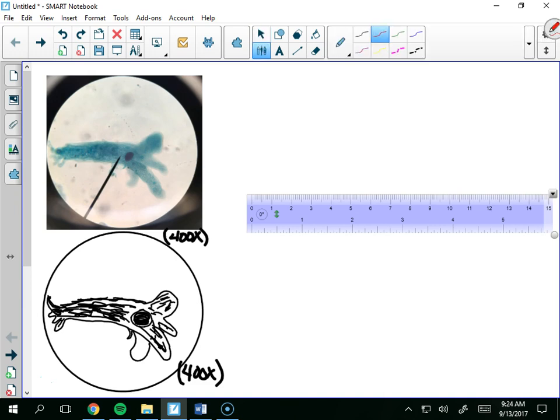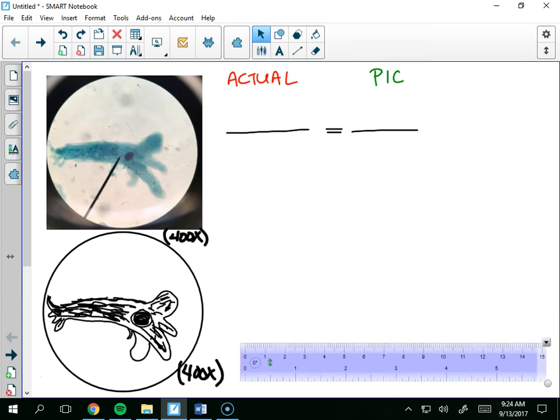Okay. So actual is going to be always on the left side. And then we're using our drawing here, our pic, our photo. So let's call it a pic. That's fine. All right. And we're going to set up our magic square. So again, you want your target quantity in the top left corner of the square. It just makes the mathy math part a lot easier to deal with.